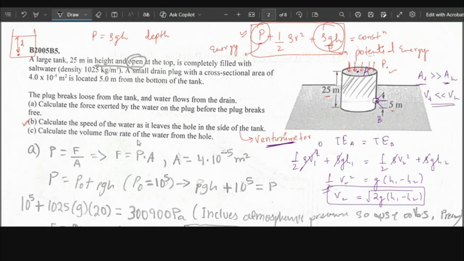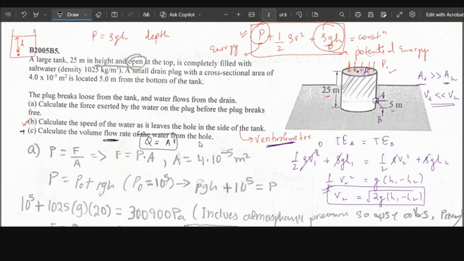Okay. Similarly, if you talk about the third part, that is C, calculate the volume flow rate. So volume flow rate is quite simple. The volume flow rate means how much volume of liquid is coming out of that hole, and what is the rate with respect to time. A1V1 is equal to A2V2, but we just have to write AV. This is what volume flow rate is.